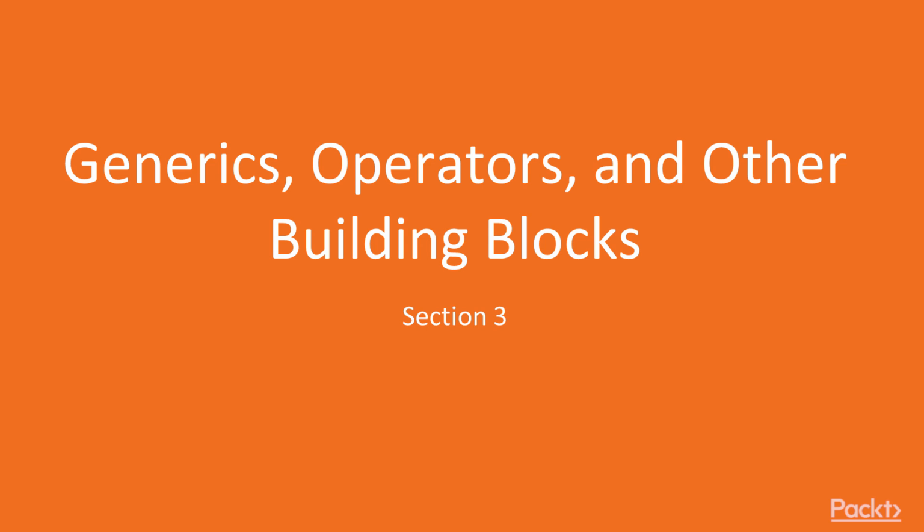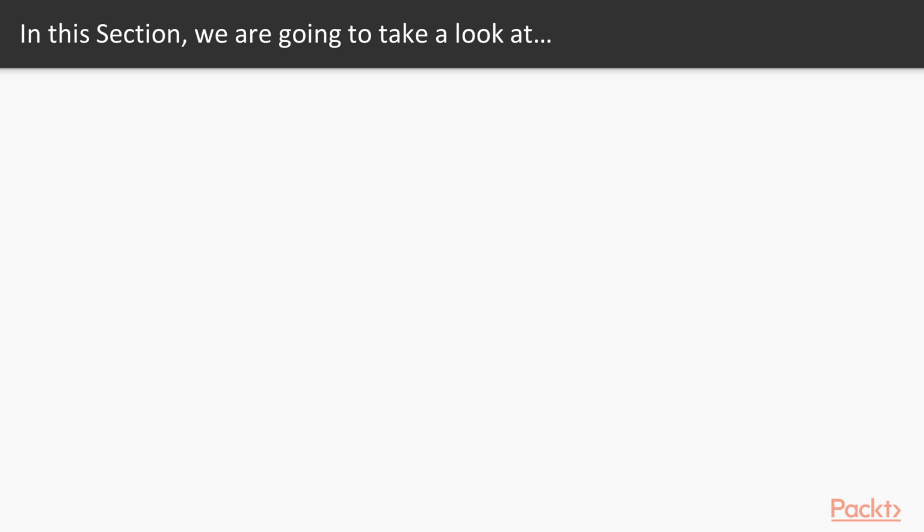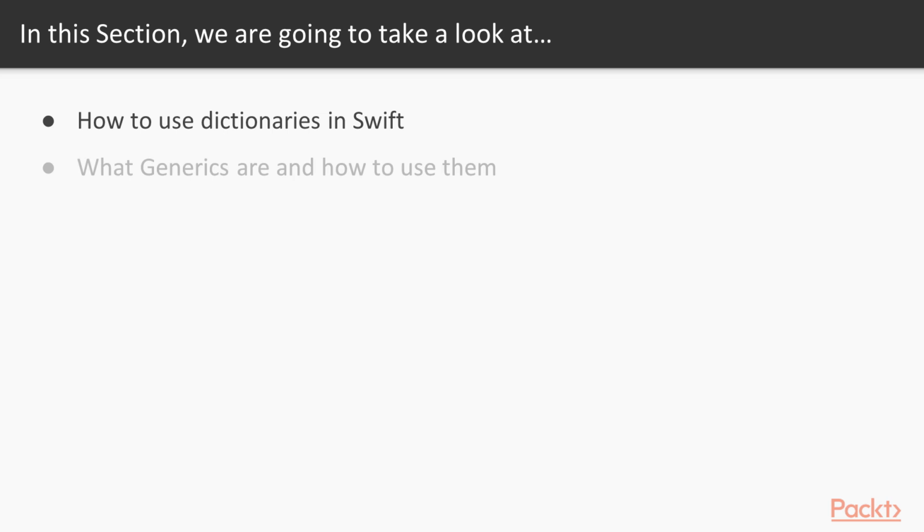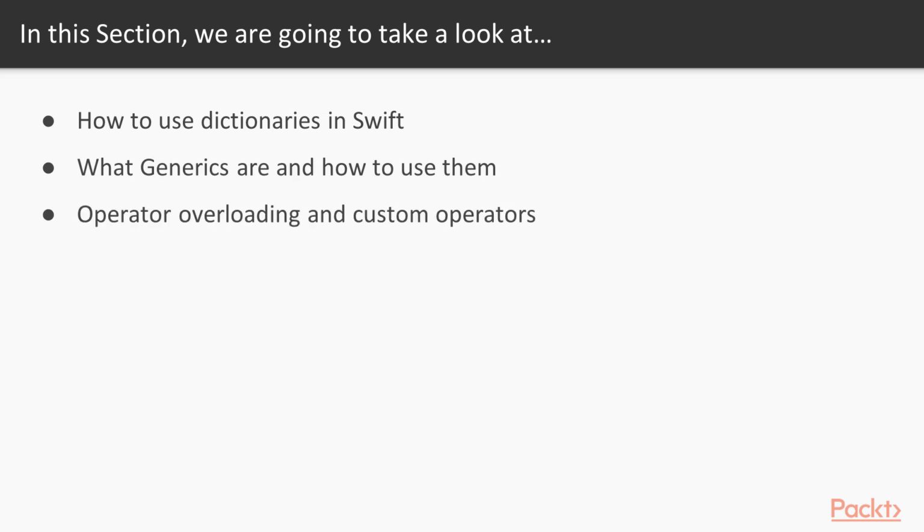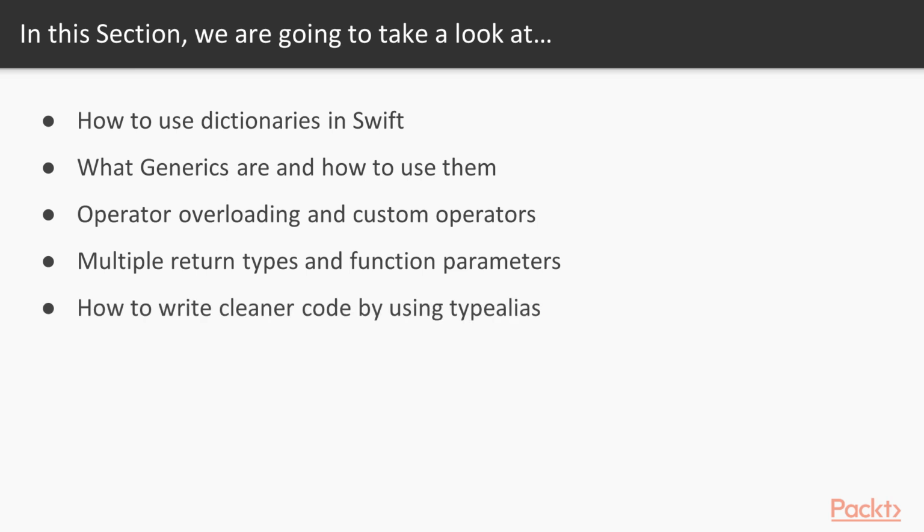Section 3. Generics, operators, and other building blocks. In this section, we're going to learn how to use dictionaries in Swift, what generics are and how to use them, how to use operator overloading and how to introduce custom operators, how to return multiple values from a function and how to pass another function into a function as a function parameter, and last but not least, how to write cleaner code by using type aliases.